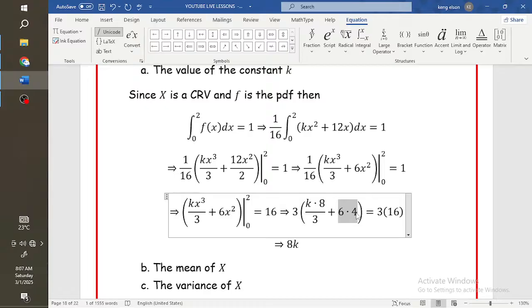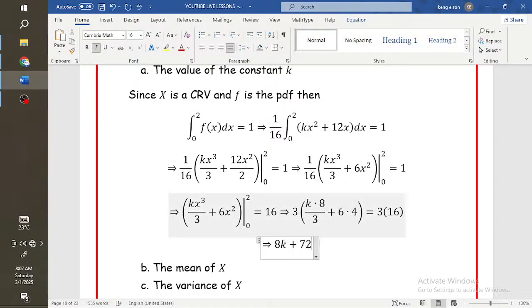So if you take 3 times 24, I think you have 72. But let me just use a calculator to be sure. 24 times 3 is 72. So you are going to have 8k plus 72 equal to 48, because 3 times 16 is 48. From here, I'm going to subtract 72 on both sides of the equation.